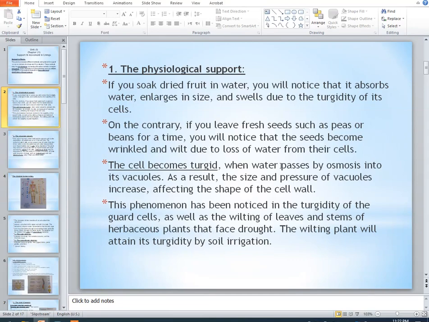This phenomenon has been noticed in the turgidity of the guard cells, as well as the wilting of leaves and the stem of herbaceous plants that face drought. The wilting plant will regain its turgidity by soil irrigation. So we can say that physiological support depends on the state of the cells.